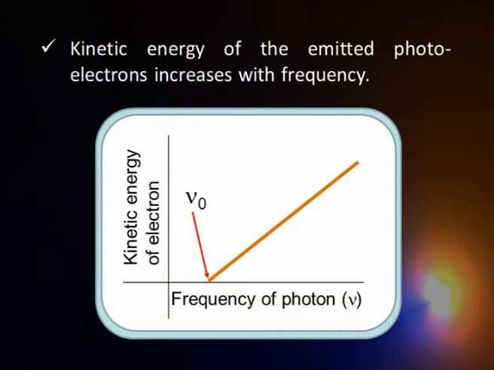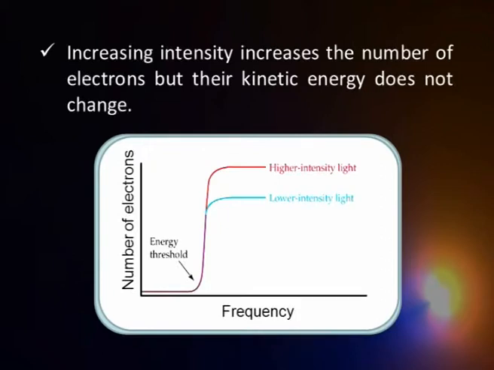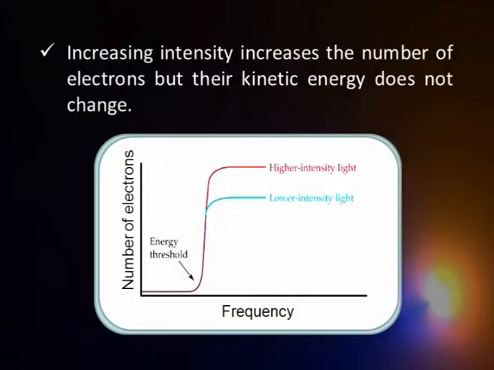The fourth observation was that if I have the same metal and I increase the intensity of radiation falling on it, the current continues to be there, but the magnitude of the current increases. That means with increase in intensity, more current comes. At the same time, the stopping potential of these electrons remains the same. That means all these electrons come out with the same kinetic energy. That is the fourth observation.